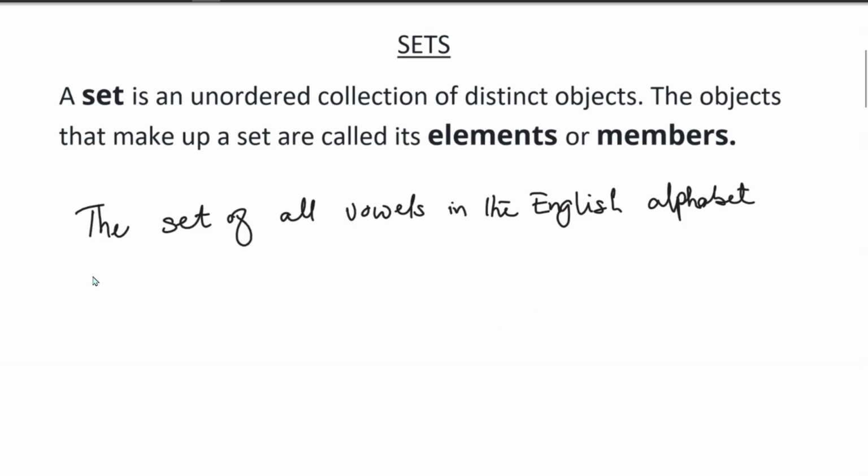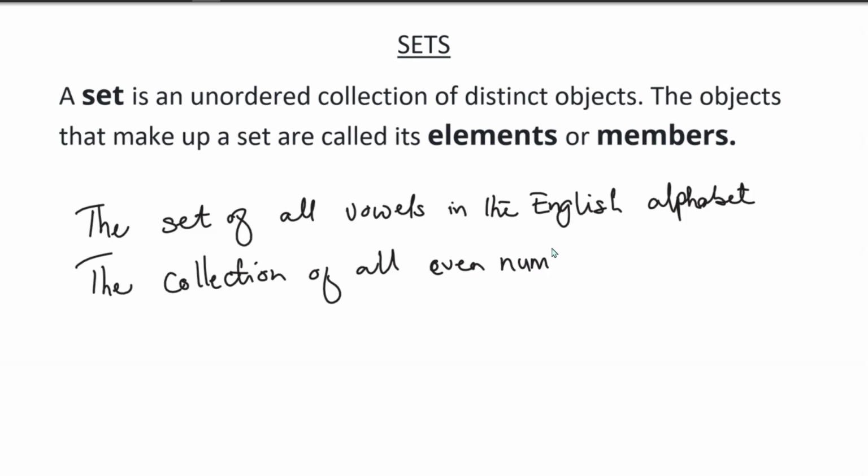So we can also say this can also be a set, the collection of all even numbers less than 10. So this is also a set. These are groups of objects that have a distinct property.